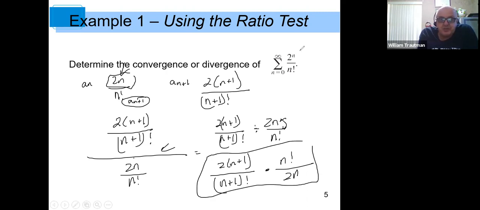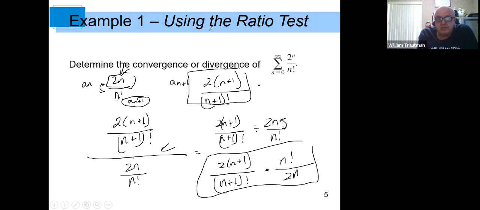I'm going to go ahead and erase everything else just to show you. That's a lot of work to get here, but you really don't have to do that. You can just next time do this and then multiply it by the reciprocal of this. And that's what we did here.